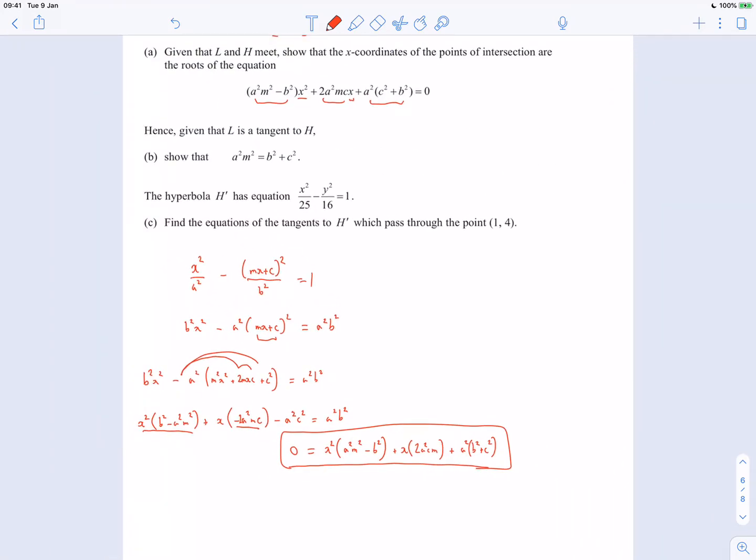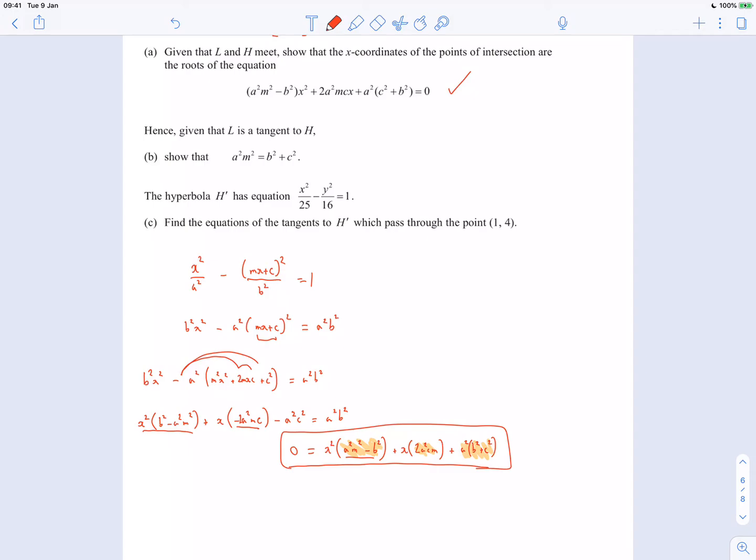So let's double check. I've got a squared m squared minus b squared lots of x squared, that's check. I've got 2a squared cm, so I've got 2a squared mc. I don't know why they've done it not alphabetical. And then a squared lots of b squared plus c squared. And again, why would you put c squared plus b squared? Why don't you just put it alphabetical? It doesn't matter. The point is I've got what they want me to do, so that's fine. So that's a done thing.